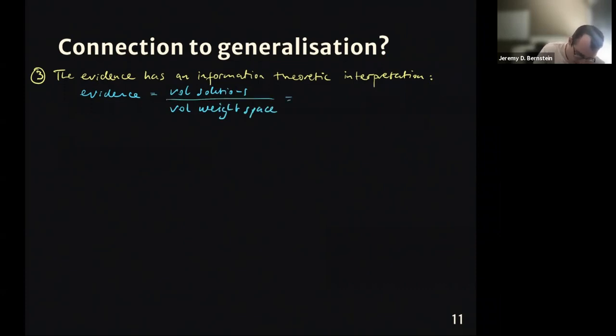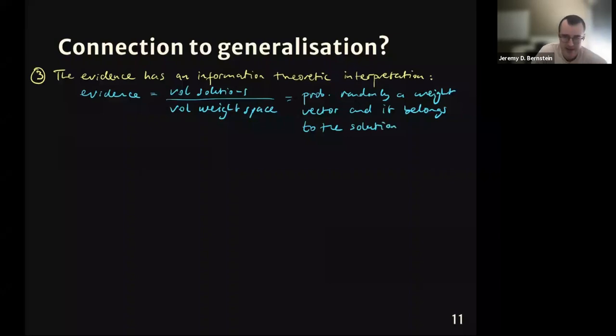this is equal to the probability that you randomly sample a weight vector and it belongs to the solution space. So you've got a data set, you draw a random neural network. What's the probability that it fits your data? It's probably quite a small probability, but it turns out not to be zero.